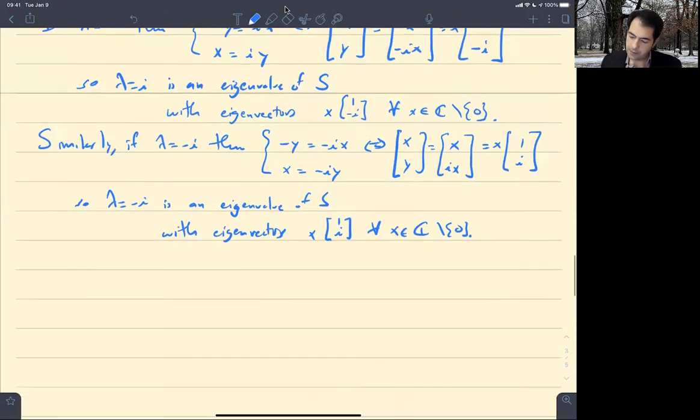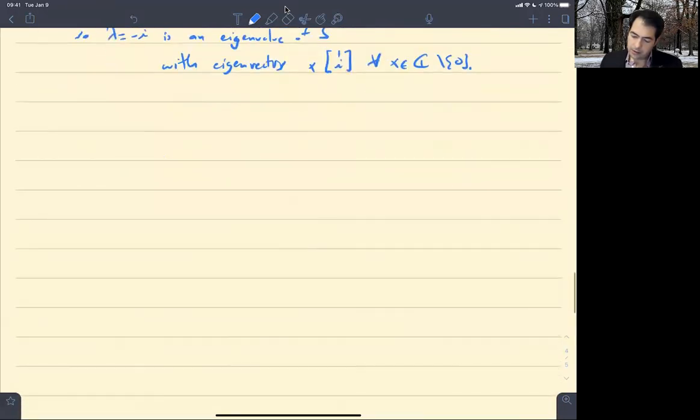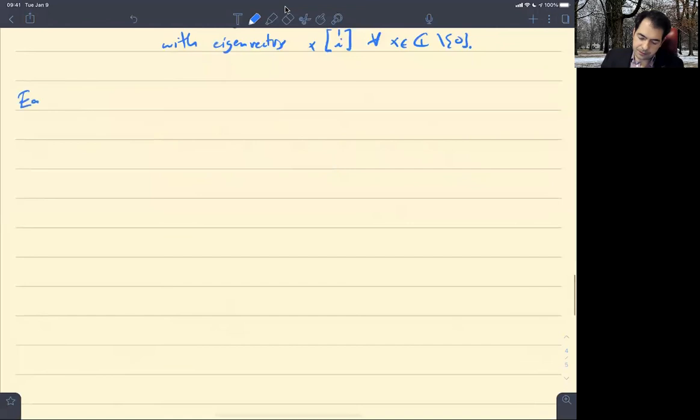Okay. Let's do another example. And this time, let's use some of the knowledge we've gained about solving systems of linear equations to find the eigenvalues.